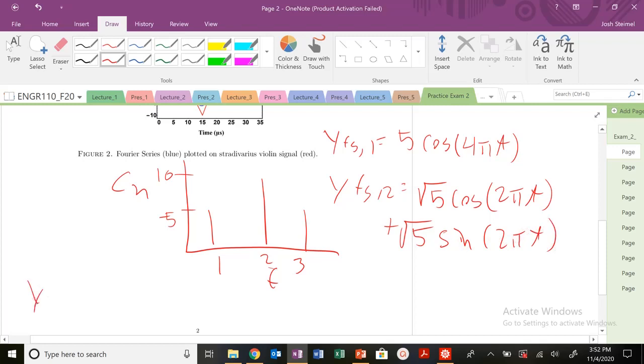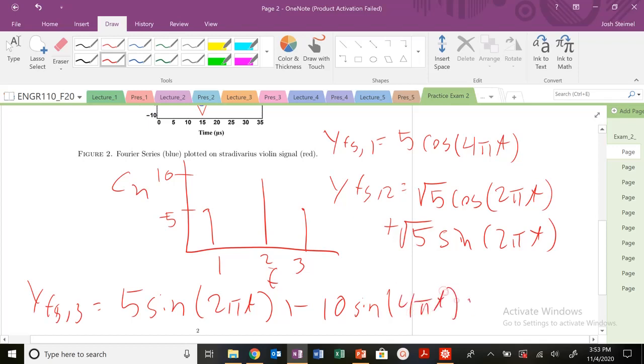And you're given a final one, y Fourier series equals 5 times sine of 2 pi t plus 10 sine of 4 pi t, making this up on the fly, plus 5 cosine of 6 pi t. Which of these Fourier series would match with this frequency spectrum?